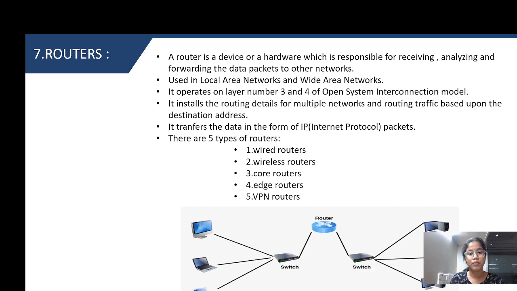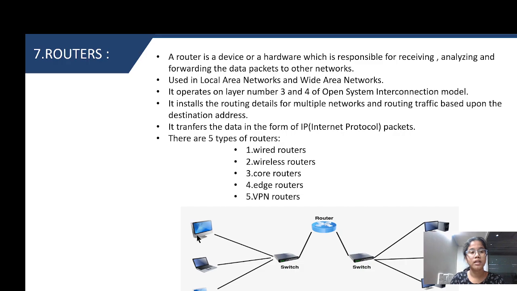There are five types of routers. The five types are wired routers, wireless routers, core routers, edge routers, and VPN routers. Here you can see the connection using the router between the switches and the PC. This is how the router connection looks like.